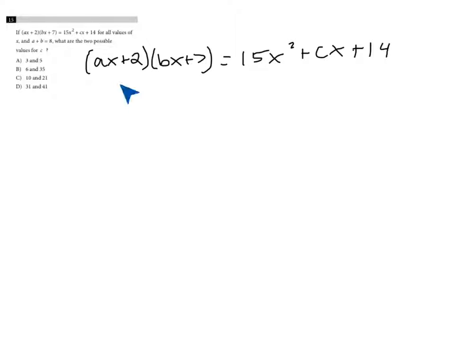You know that when you FOIL things out, you usually get a quadratic expression. So now the question is saying, if you plug in a number for a and a number for b, what is that middle term? What is that c value? Before we do anything else, let's get both things in the same form. So let's go ahead and FOIL this out. So remember, FOIL.